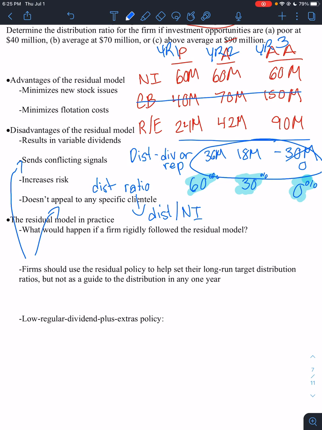5 is nice. Yeah. This also leads to what I mentioned earlier that a lot of firms actually do pursue, which is what's called a low regular dividend plus extras policy. Why they do not have an abbreviation for that, I do not know. You'd think someone would at some point come up with something like LRDRP or something like that. I don't know. Maybe that's why no one's come up with an abbreviation, because there is none.